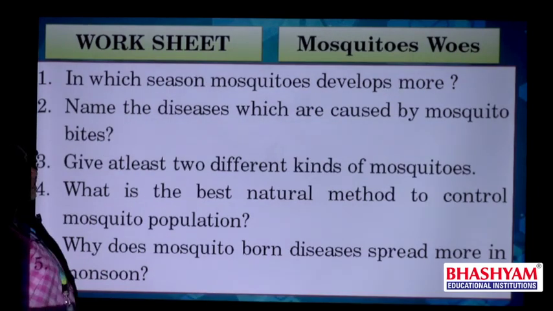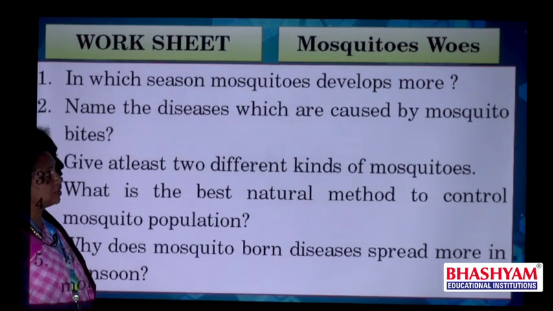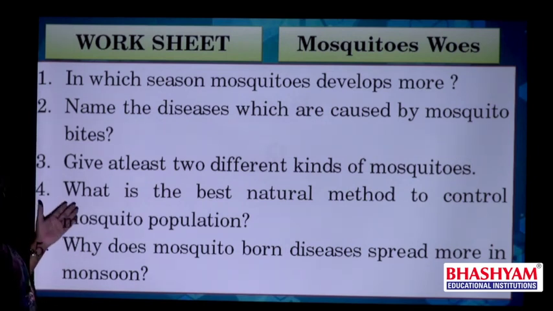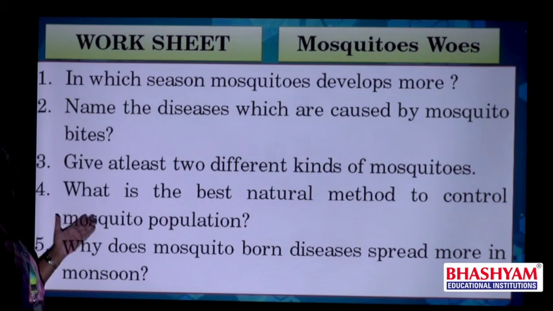And some more questions about mosquitoes. In which season do mosquitoes develop more and more? Name the diseases which are caused by mosquito bites. Give at least two different kinds of mosquitoes, meaning names of mosquitoes. What is the best natural method to control the mosquito population? Why does mosquito-borne disease spread more in monsoon?